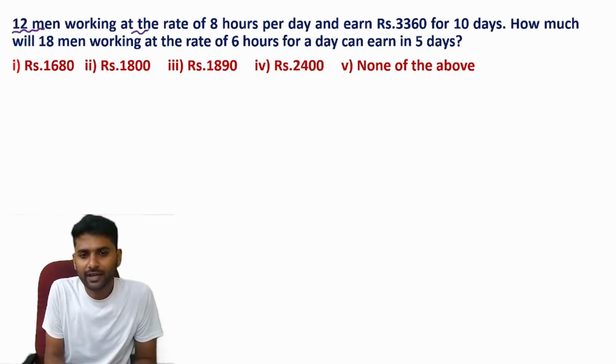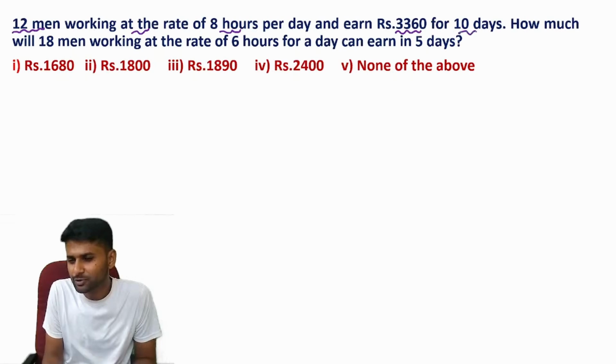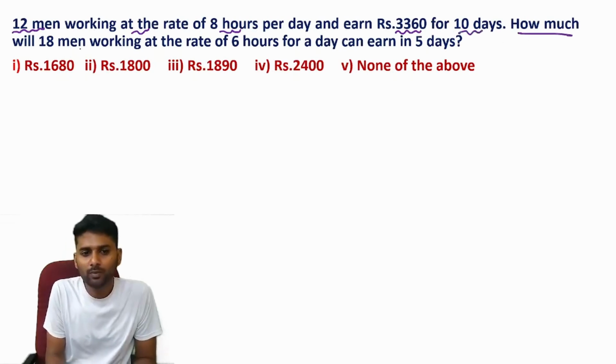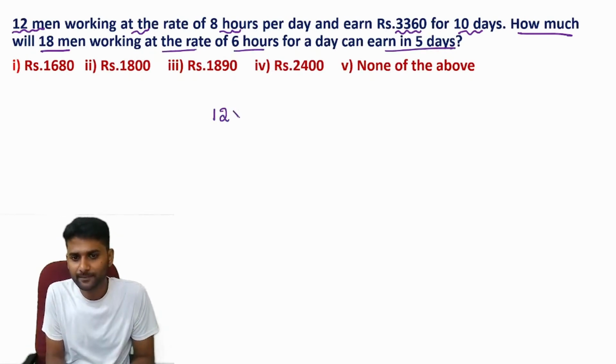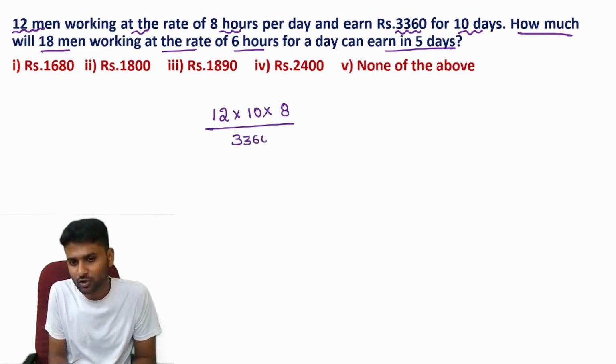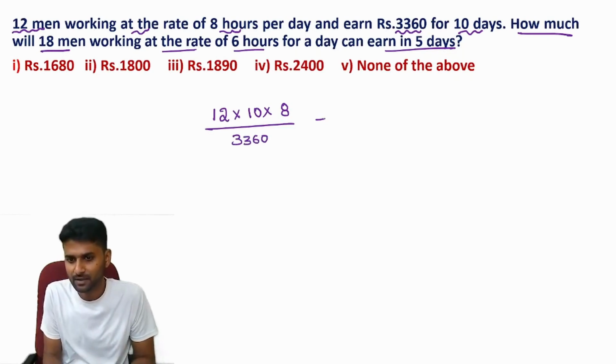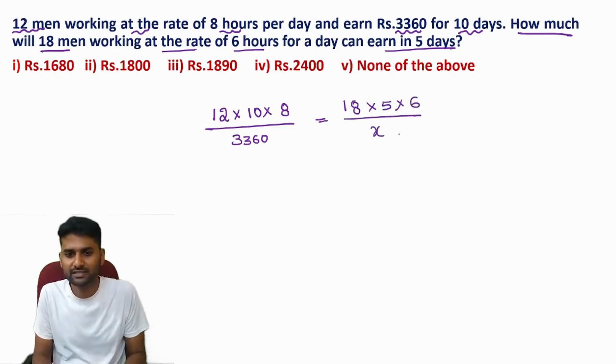12 men working 8 hours per day earn 3,360 rupees in 10 days. How much will 18 men working 6 hours per day earn in 5 days? Now see, 12 men, 10 days, 8 hours per day. So what is the total amount of work? W is always the denominator, 3,360. Now we are assigning 18 men. They are working for only 5 days, 6 hours per day. They are going to earn how much? So that is the calculation.